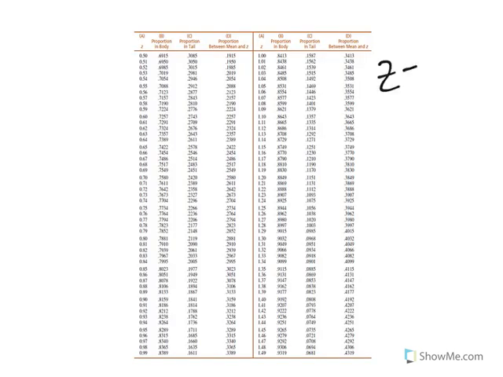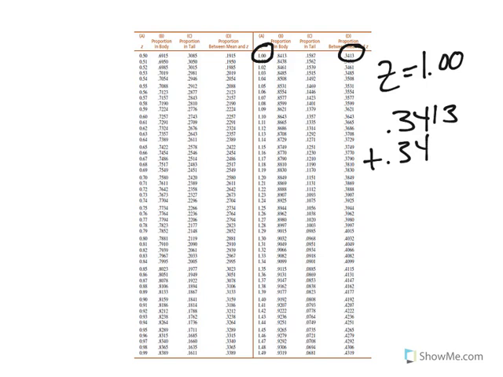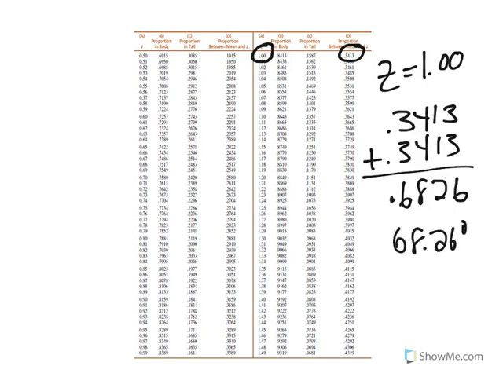Using our unit normal table, we're looking for a z-score of 1.00, positive or negative. Here is our z-score. The area between the mean and z is the area of interest, because we're spanning the area above the mean and below the mean. Since there are two areas based on our sketch, we add those areas. So we would get 0.6828, or 68.26%. And that's where that approximate 70% is coming from.